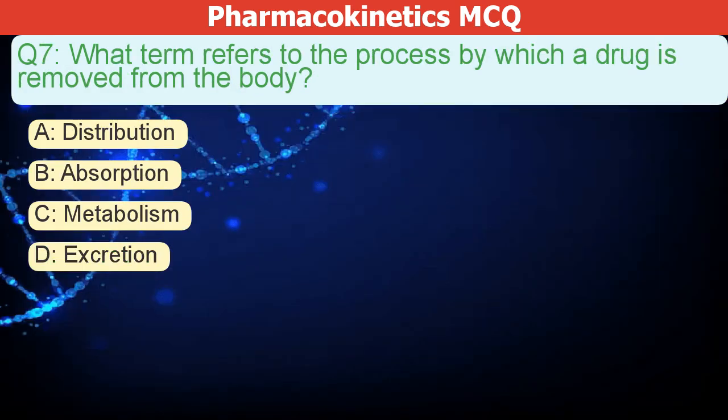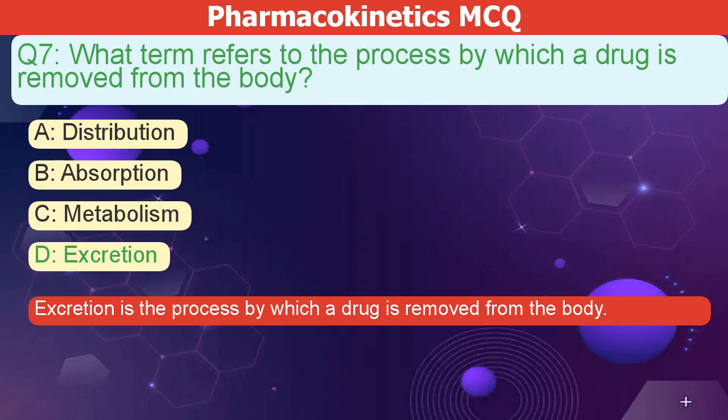What term refers to the process by which a drug is removed from the body? A. Distribution. B. Absorption. C. Metabolism. D. Excretion. The correct answer is D. Excretion is the process by which a drug is removed from the body.